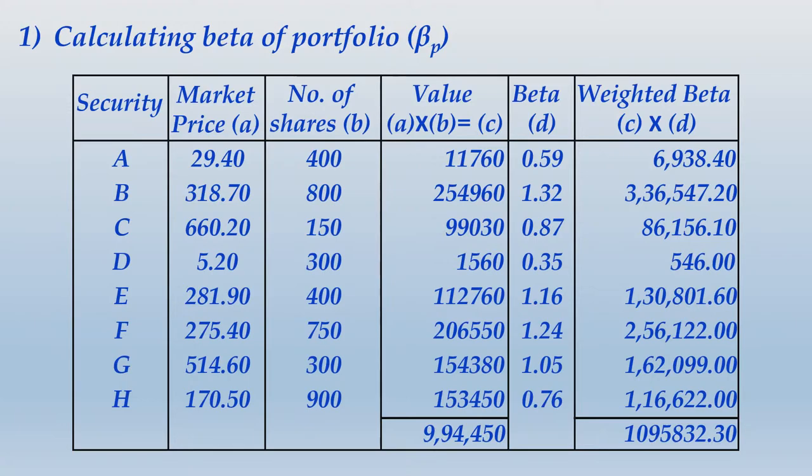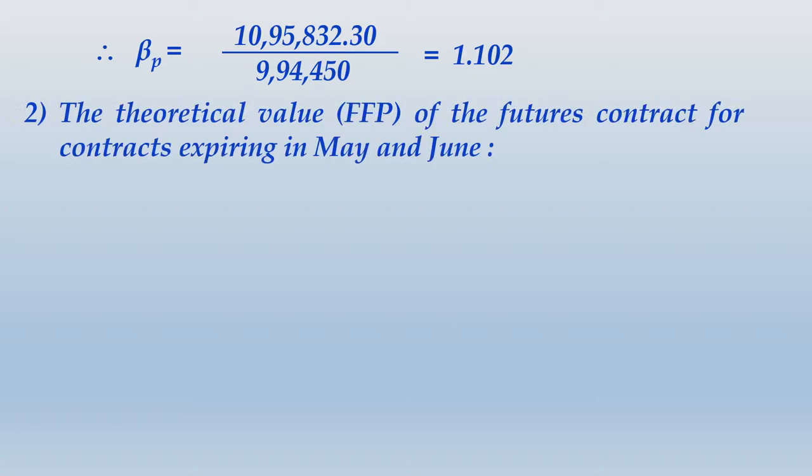Alright friends, once you have completed the understanding and taking the screenshot of this working, let us move ahead, and we compute the portfolio beta by dividing the weighted beta by the value of stock portfolio, and your portfolio beta comes to 1.102. Then the next thing is the theoretical value, that is FFP of futures contract.